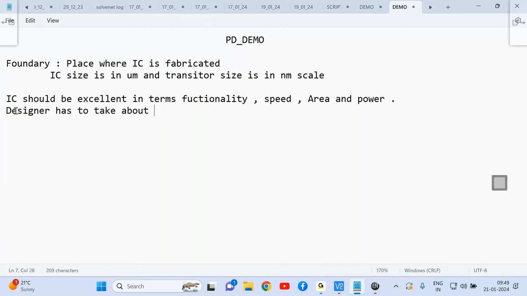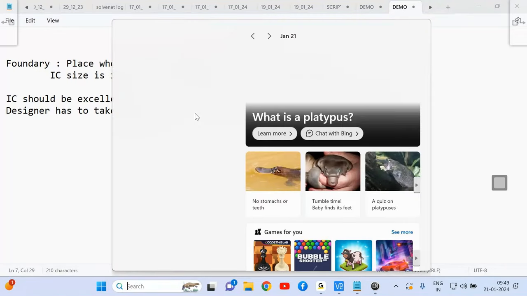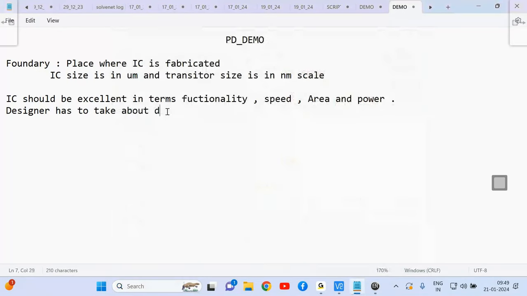It is not the person who is fabricating it. The fabricating person is going to fabricate what you tell, how you tell, right? But whether it's working properly, the speed of operation is good, area is good, power is good, you have to take care of that. Engineers have to take care. The designer has to take care of these parameters.